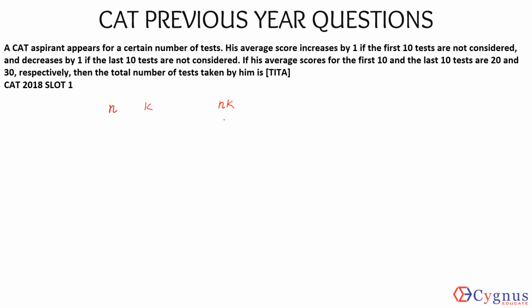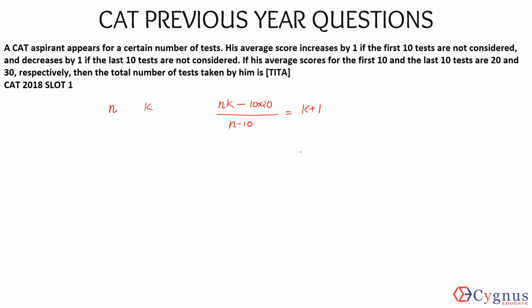First 10 tests. And if you read this line, the average score for the first 10 and the last 10 is 20 and 30. That means in the first 10 tests, he's going to score at the rate of 20. So the score he'll obtain in the first 10 tests will be 10 into 20, that is 200. And out of this NK, if you don't consider these 200 marks, the number of tests left will be N minus 10. And this new average increases by 1. That means it will be K plus 1.